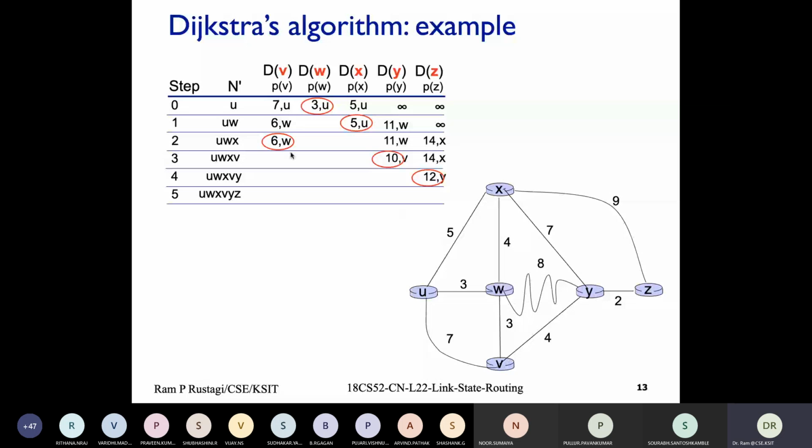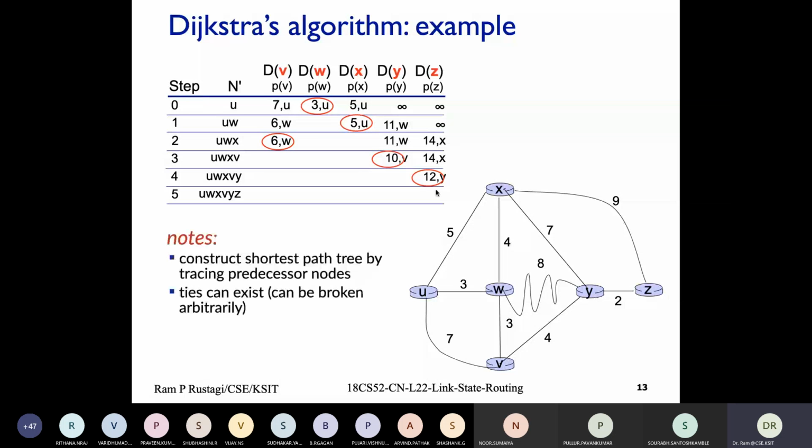So I know the shortest path cost from U to W is 3, go directly. U to V is 6, predecessor is W. U to X is 5, which is directly. U to Y is 10, and before Y comes V. U to Z is 12, and before Z comes Y. So I can build my distance path. I look at each node. Z means come via Y.